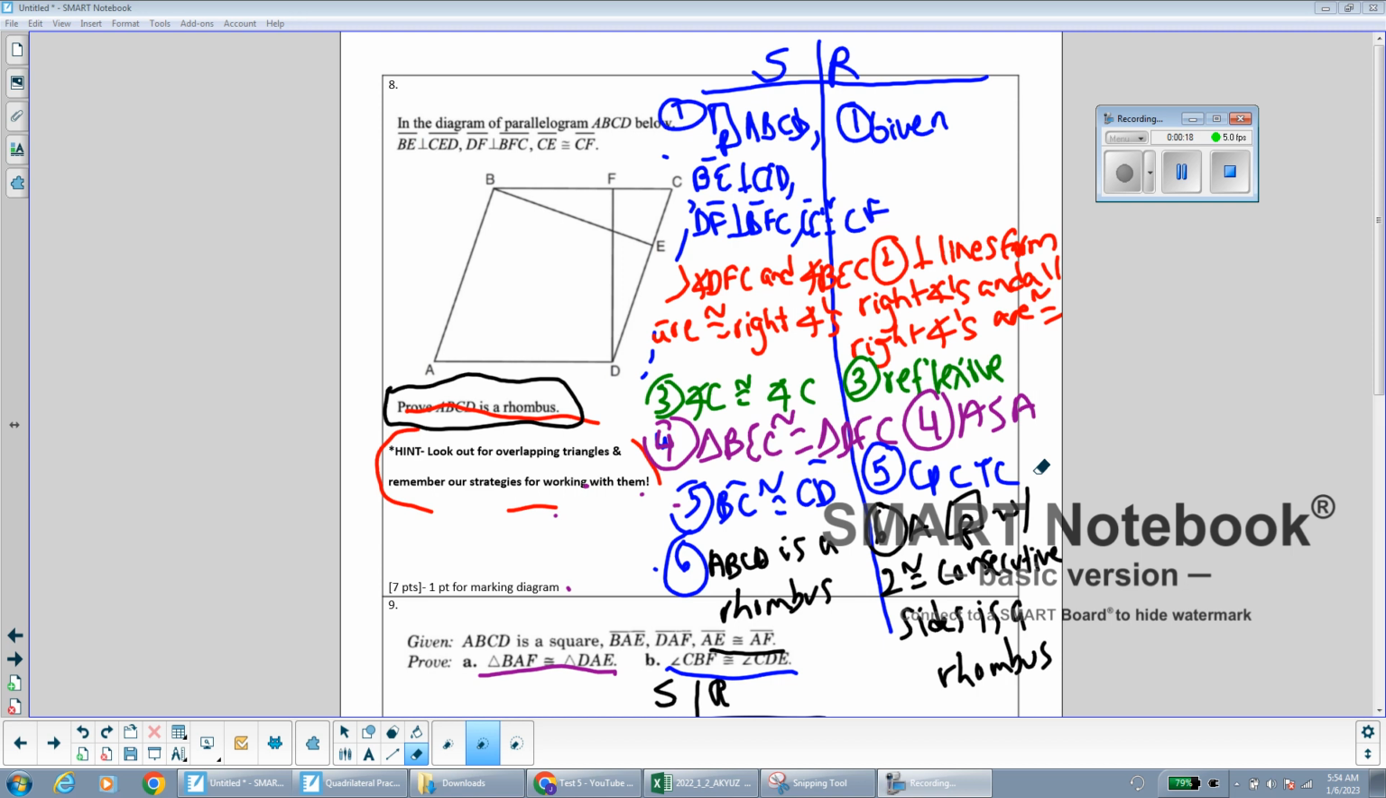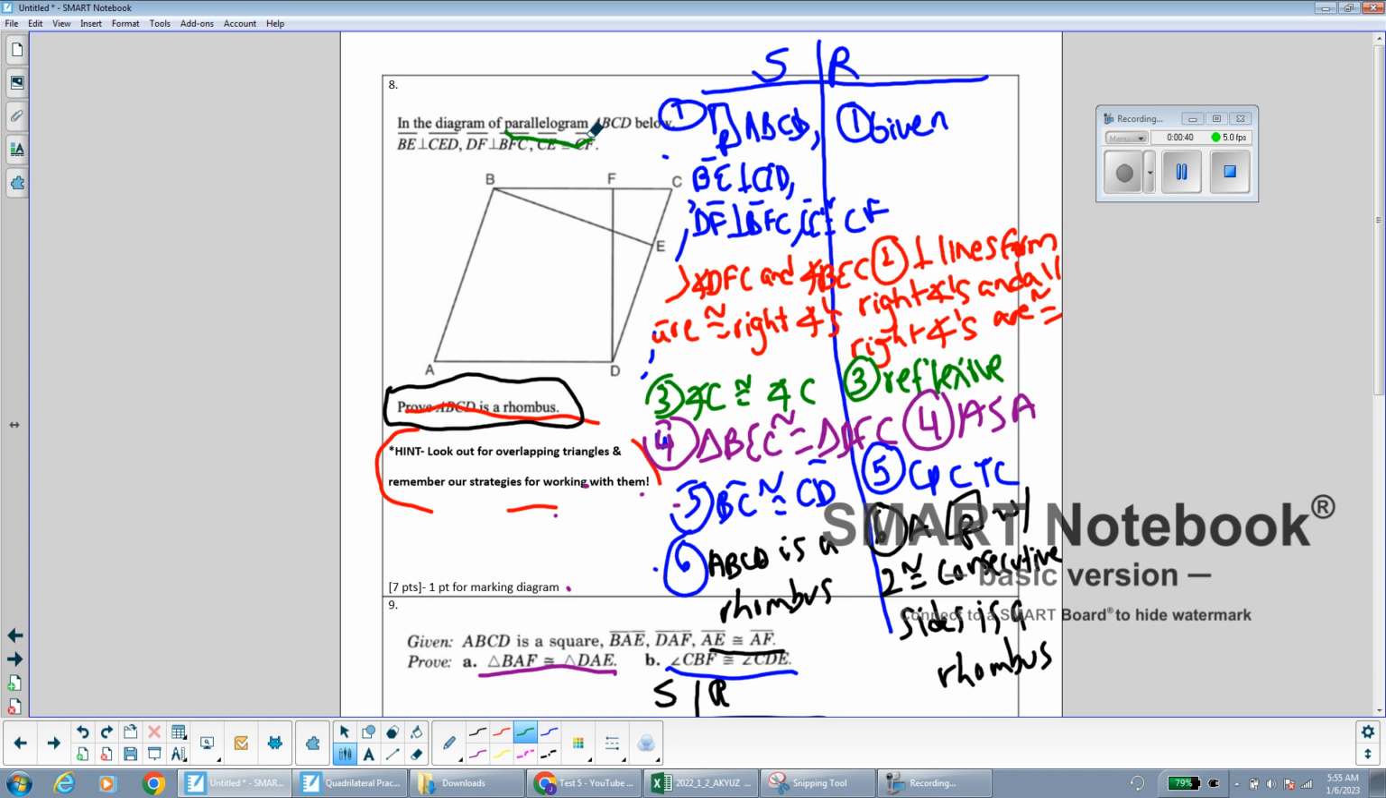So the first thing I'm going to do is mark my diagram with the given information. So I know that I'm working with a parallelogram here from the given information. But I know a lot of things about parallelograms. I know that opposite sides are congruent, opposite sides are parallel, opposite angles are congruent. I know a lot of things.